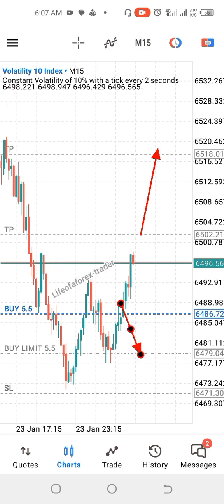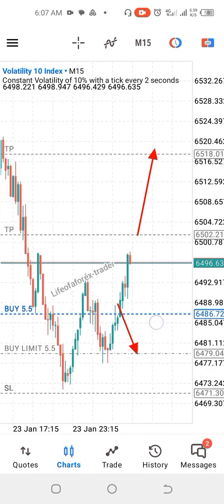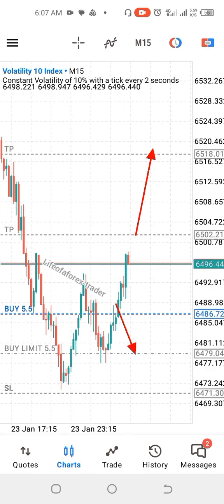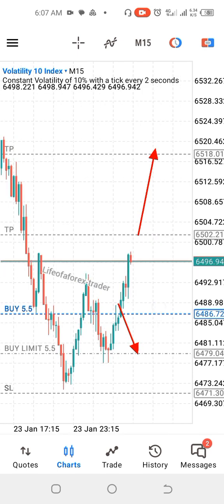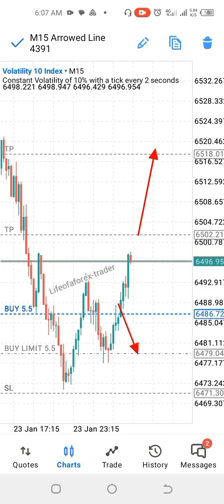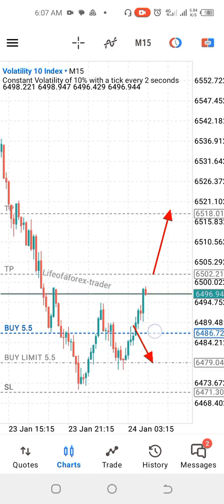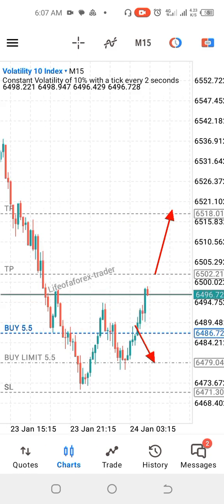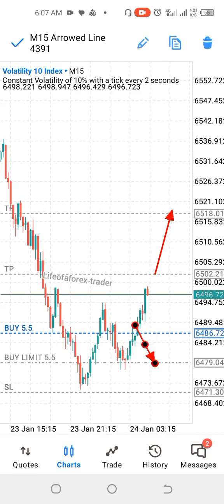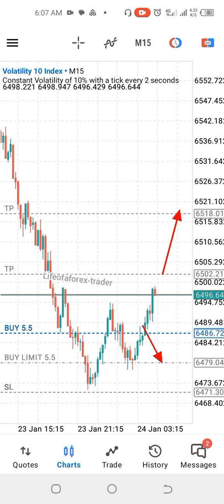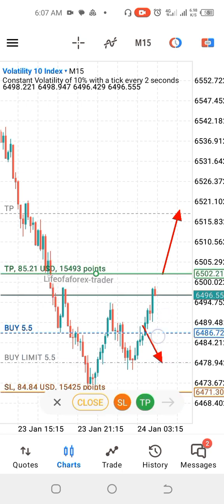The pending order I placed at that level wasn't triggered. You can see that the pending order isn't triggered. I was anticipating that it would trigger first before it continues the buy, but it didn't happen. The price went ahead and spiked upward. So that is technical analysis, which is telling us that it is actually accurate.